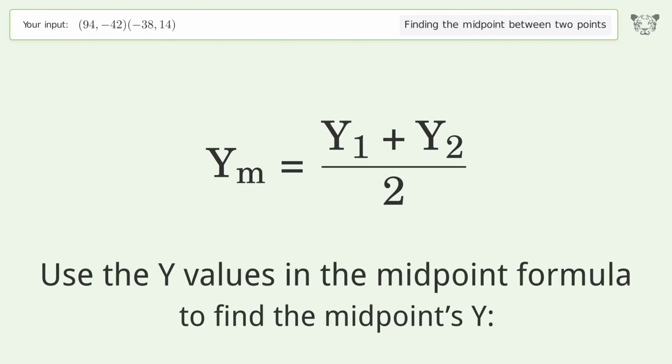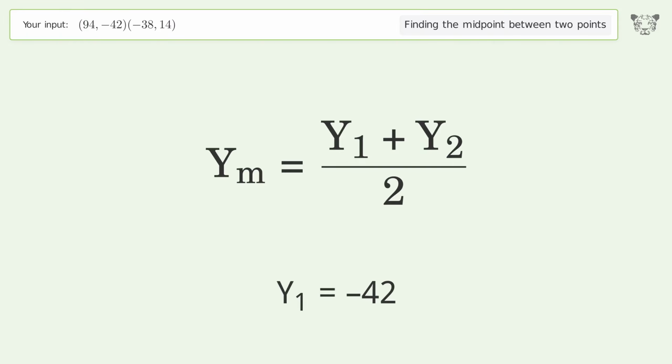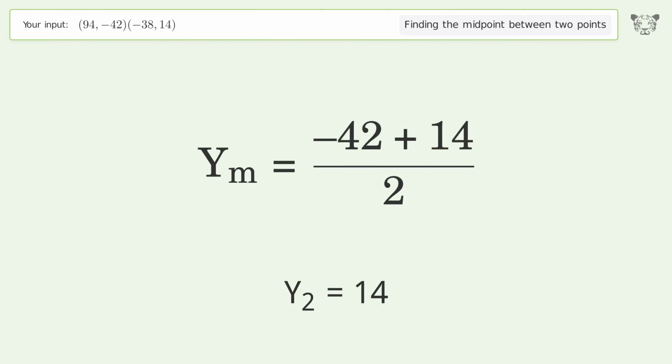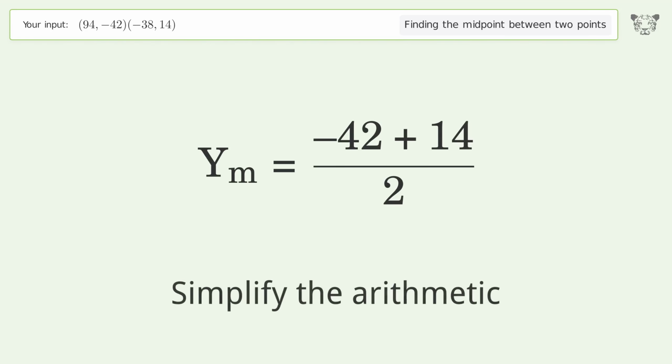Use the y values in the midpoint formula to find the midpoint's y. y1 equals -42. y2 equals 14. Simplify the arithmetic.